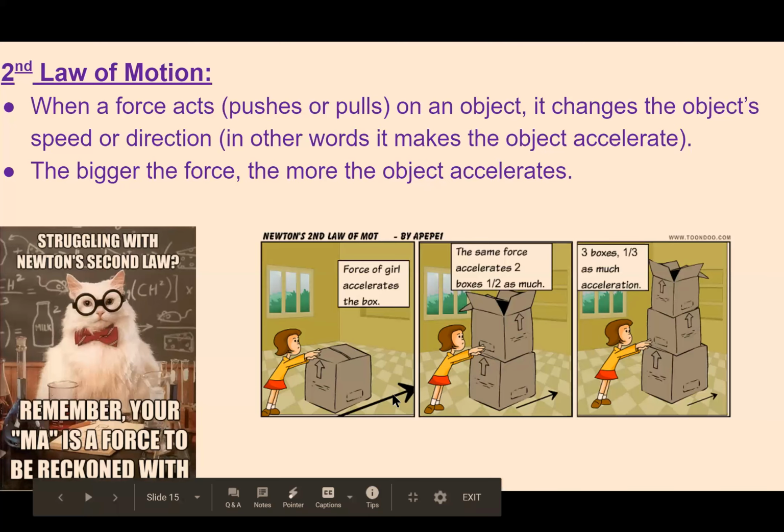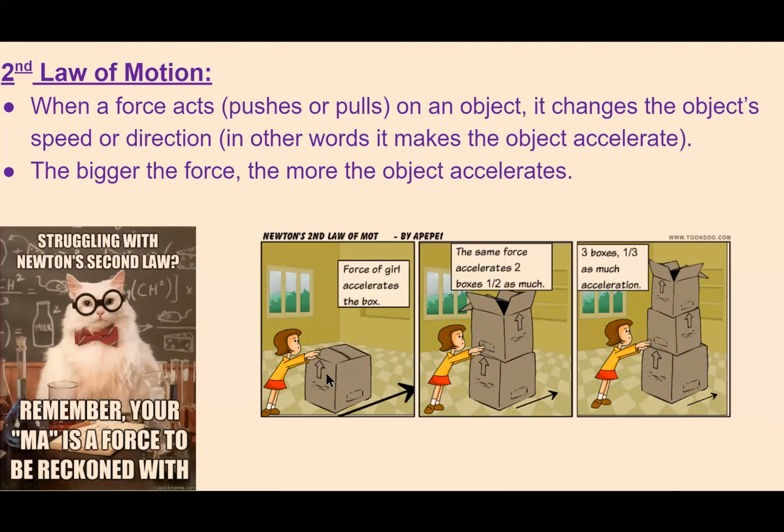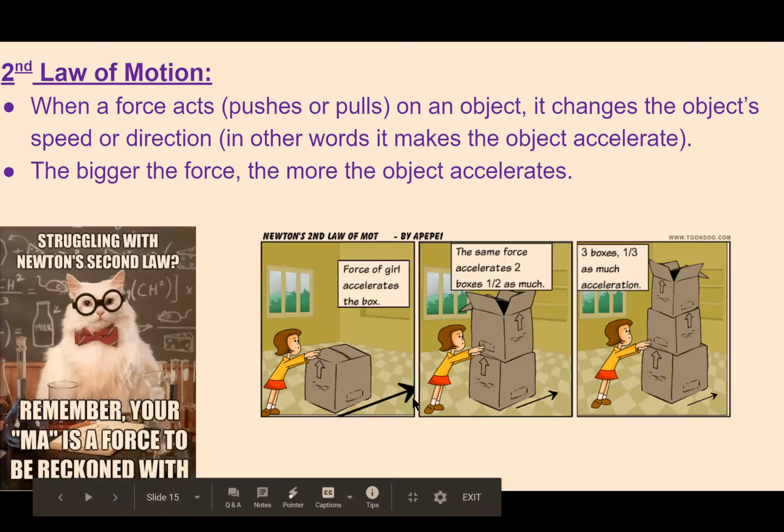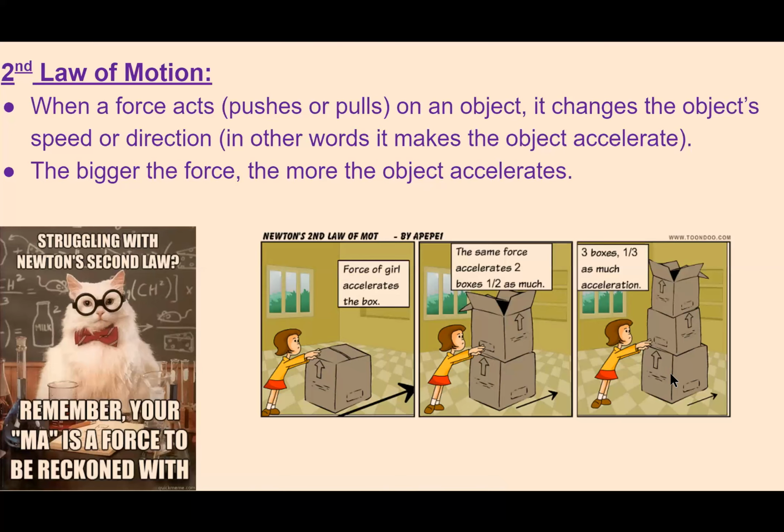So look at these vector arrows here. These vectors indicate not only force but also distance. So look with how much ease the first box goes. We're going to assume she's putting all her might in this one box, and it goes this far. All of her might into two boxes, it would go half as far. All of her might into three boxes would go a third as far, because each of those boxes has equal mass, pretend, and so you have to have that same force in each of those.